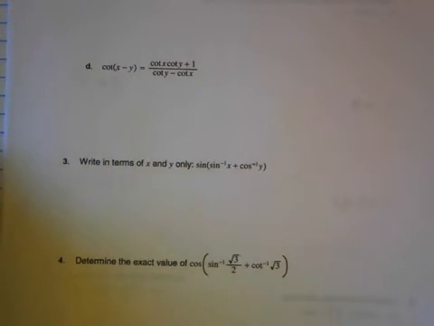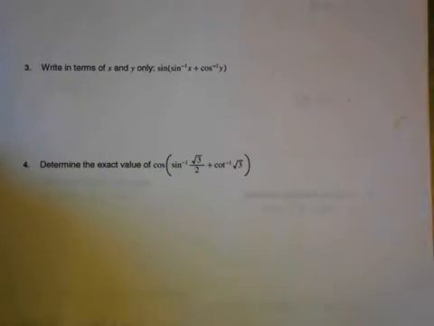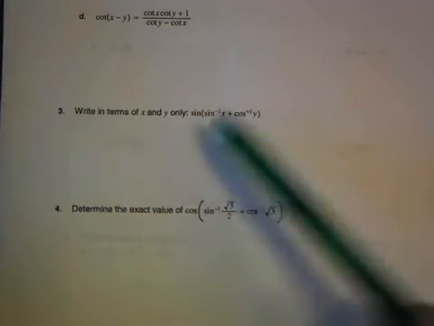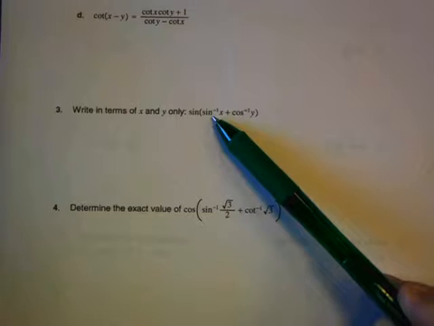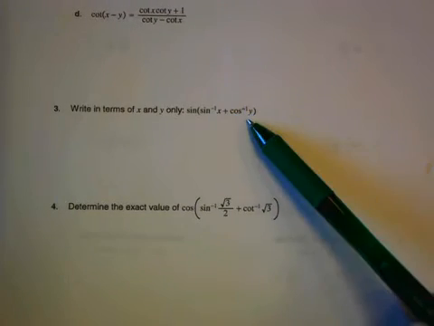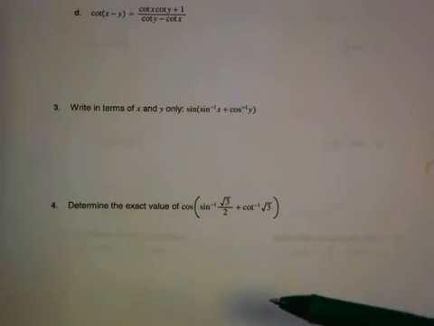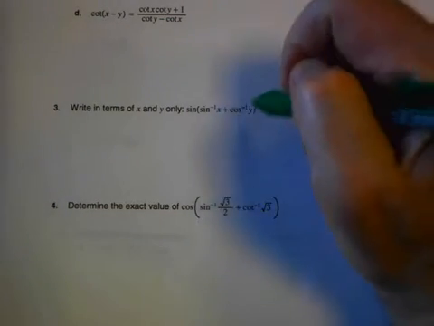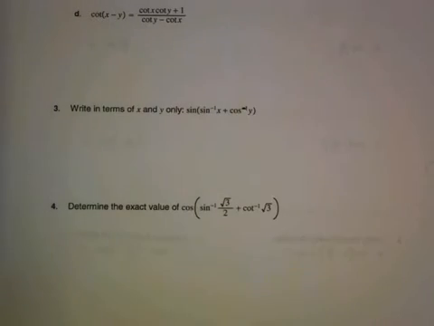I'm going to skip C and D, and you're going to work on those here in a few minutes. How about number 3? Right, in terms of only x and y, we have sine of sine inverse of x plus cosine inverse of y. No, that's supposed to be a minus right there. It looks like an equal, but it's really just a minus. What do you do? Any ideas?